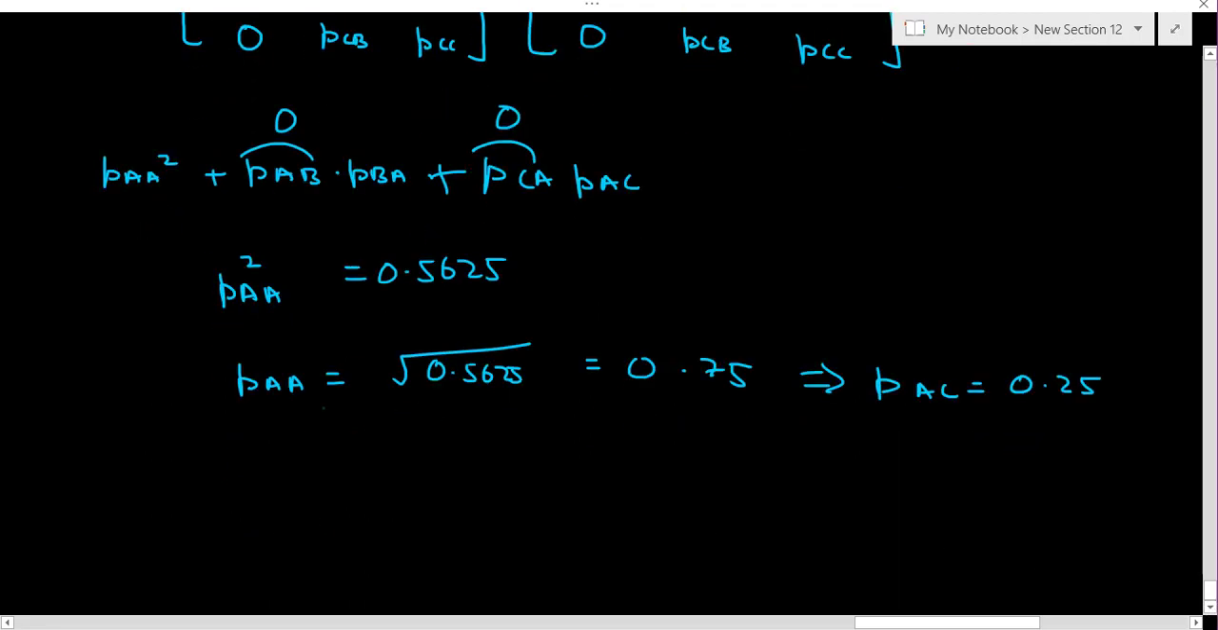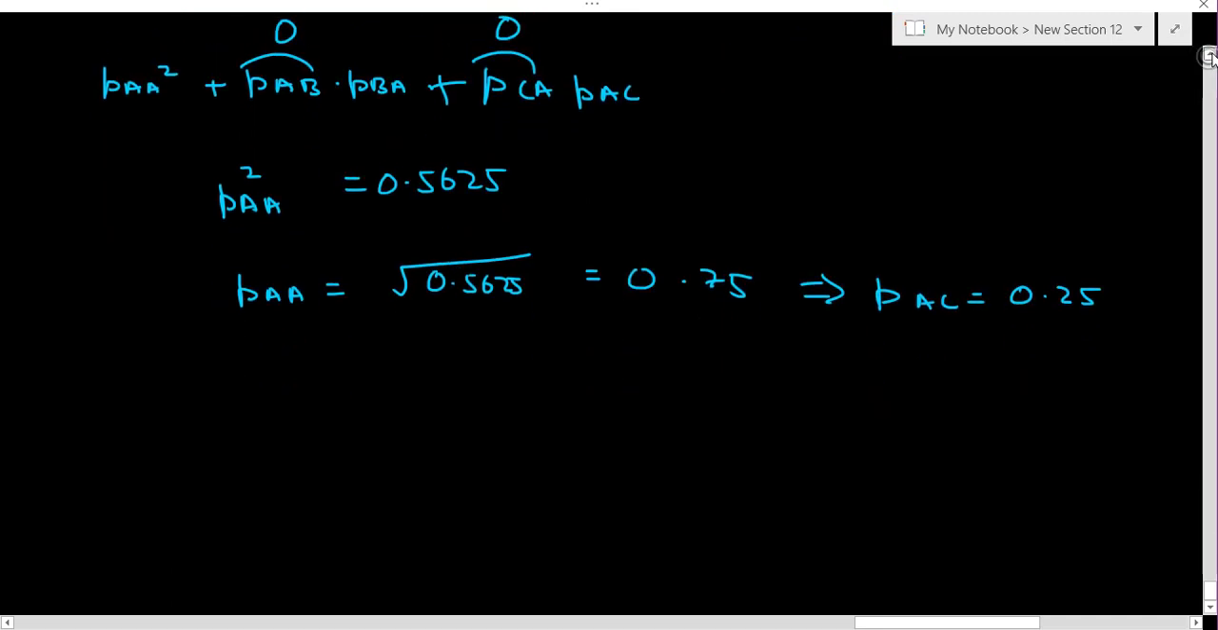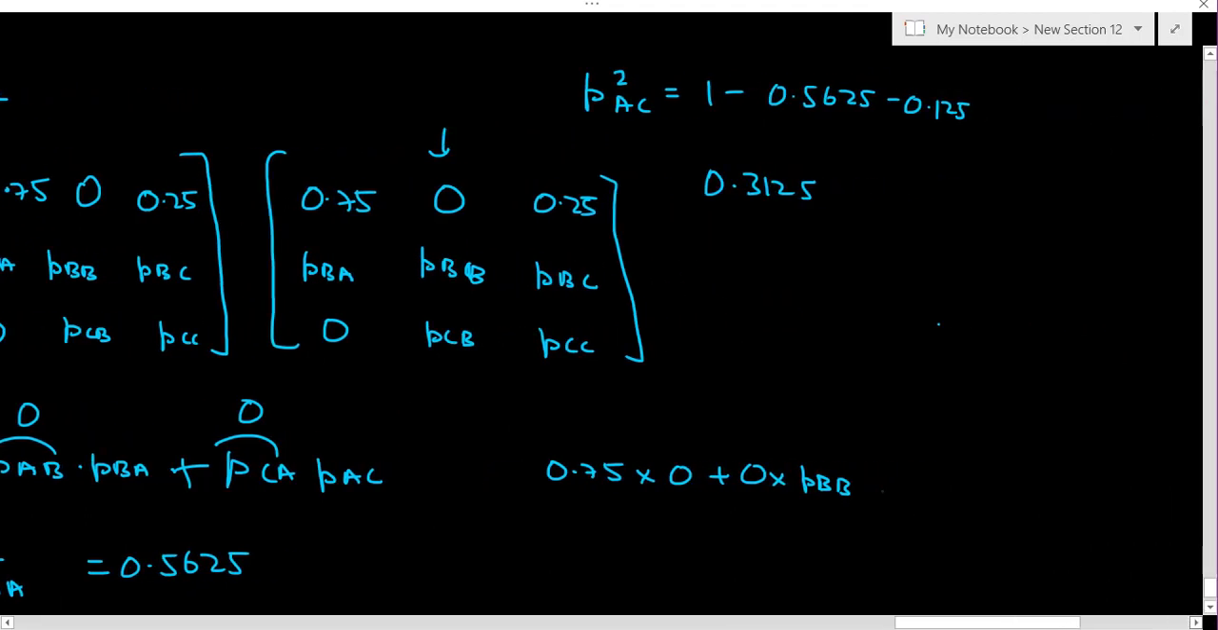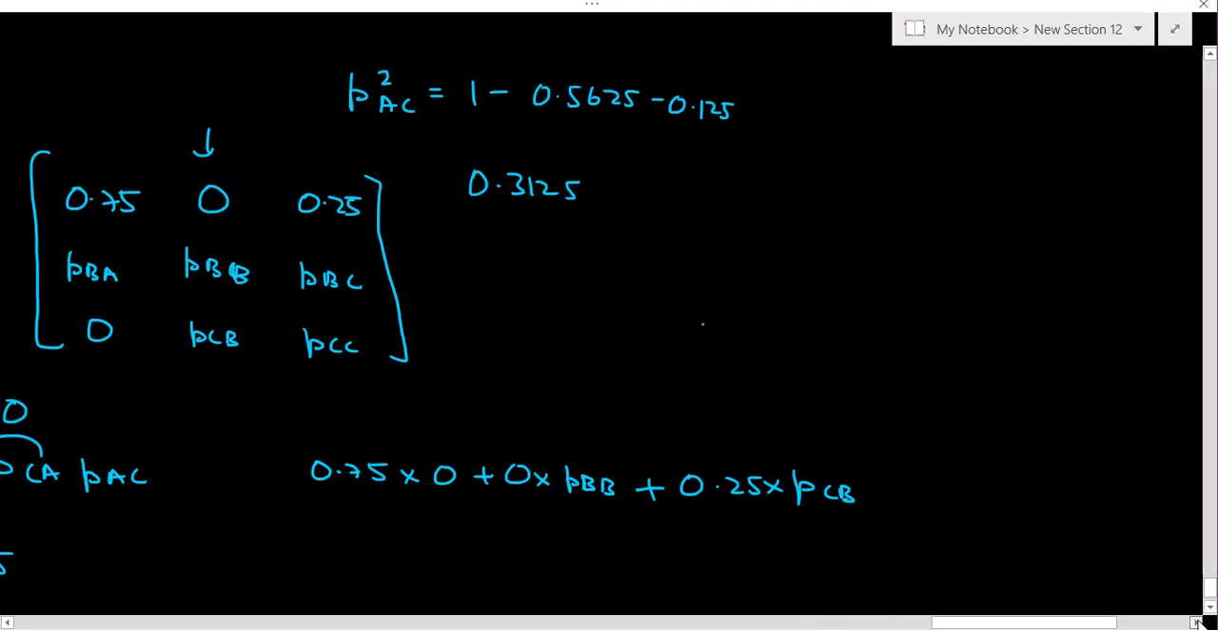So you have two entries now. Now the next thing is, let's try to see how it works out. So you've got these values. This one is 0.25 and this one is 0.25 as well. Now if I check for the second column, that would be the 0.75 multiplied with the 0, then a 0 multiplied with PBB, and at the end you'll have PAC multiplied with PCB. That would be 0.25 into PCB, right? So that would give me the entry for the first row and the second column.